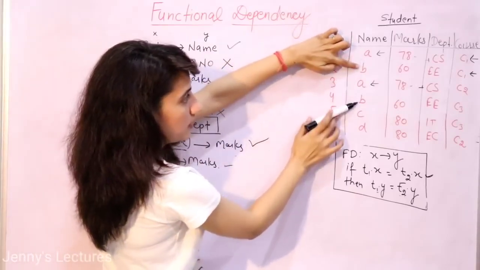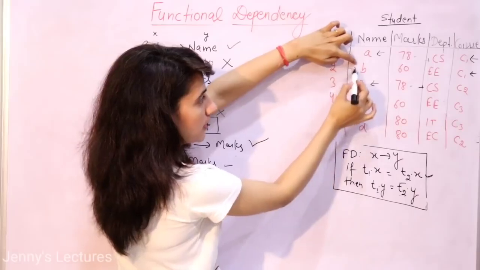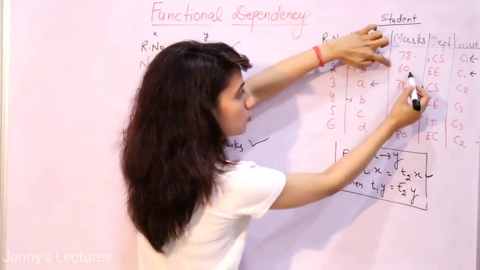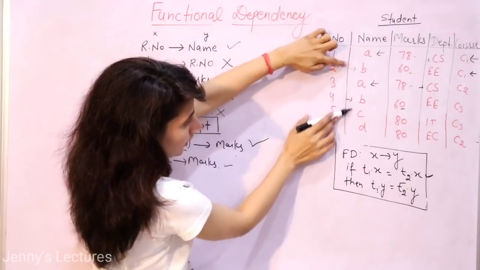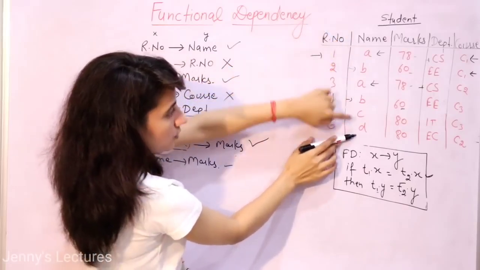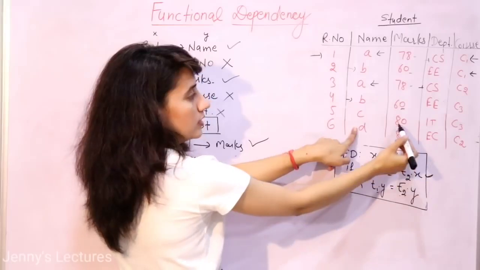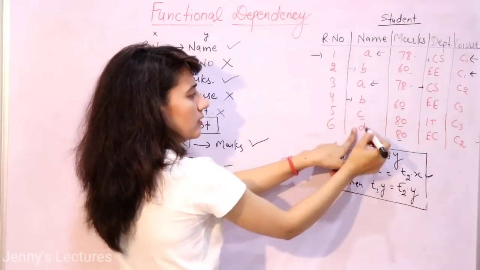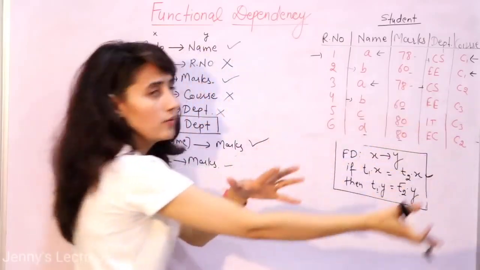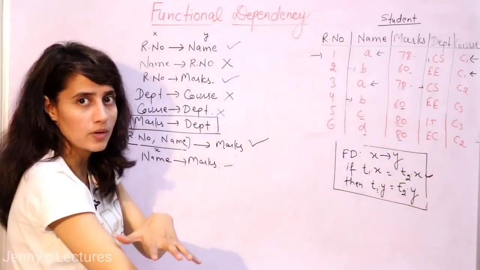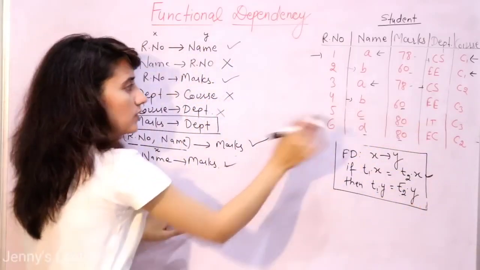Same in B and B: name is the same in two tuples, X value is the same, Y value is also the same. Again we don't have any repetition because here I have C, here I have D, so no need to check. See here, Y value is the same but X values are not the same. If X value is not the same, then we will not check Y values, it may or may not be the same. So this is a functional dependency in this case.